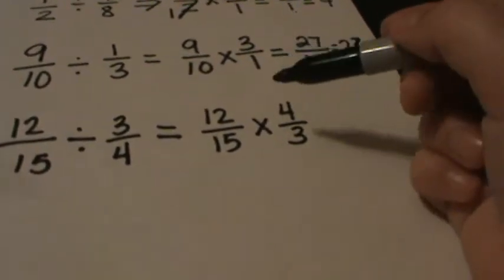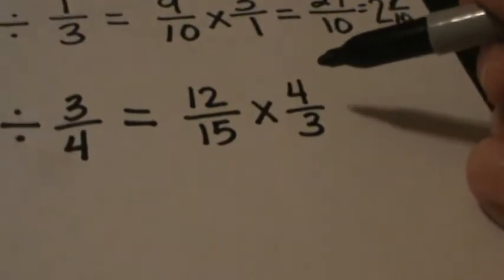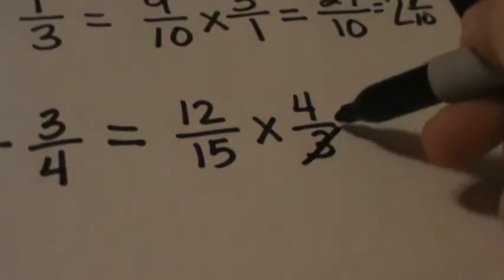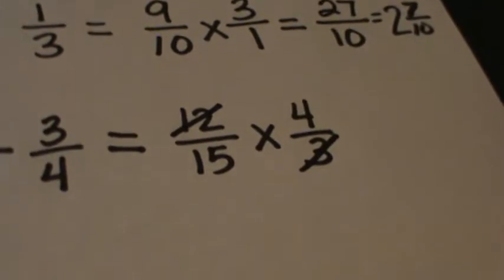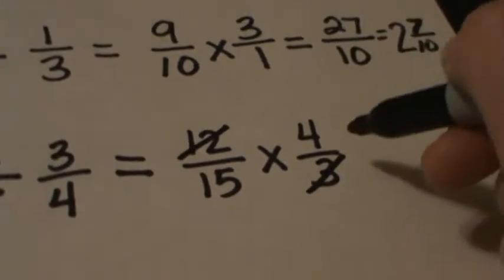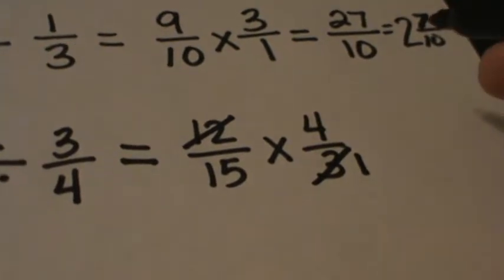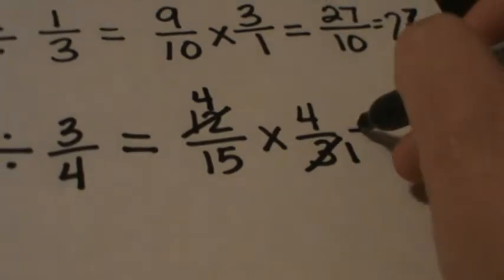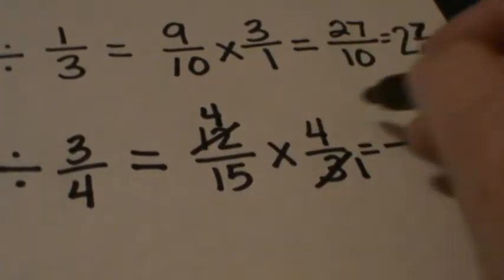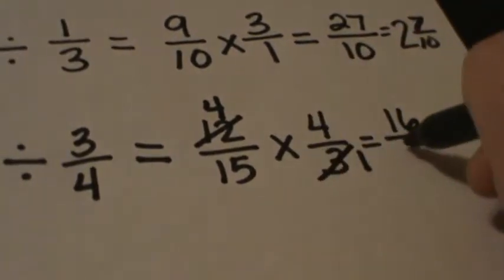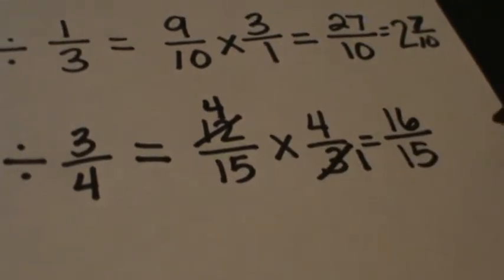We have to check for a numerator and a denominator that have a factor in common. We have a pair. The 3 and the 12 share a factor 3. So 3 divided by 3 is 1. 12 divided by 3 is 4. Now we can multiply. 4 times 4 is 16. 15 times 1 is 15.